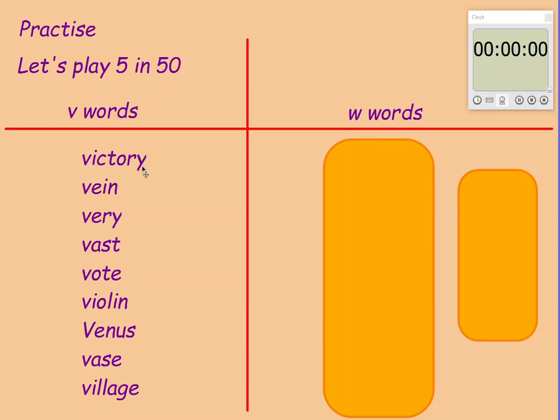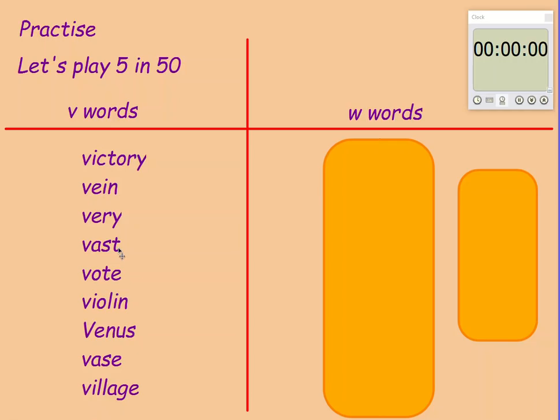So we have victory, we have vein, so what your blood runs through in your veins. We have very, I'm sure you guys use very in your writing. Vast, meaning very big or huge. Vote. Who did you vote for in the student council elections? We have violin. Okay, people that can play the violin are very talented. We have the planet Venus. We have a vase and village. Okay, so all these words are beginning with V.